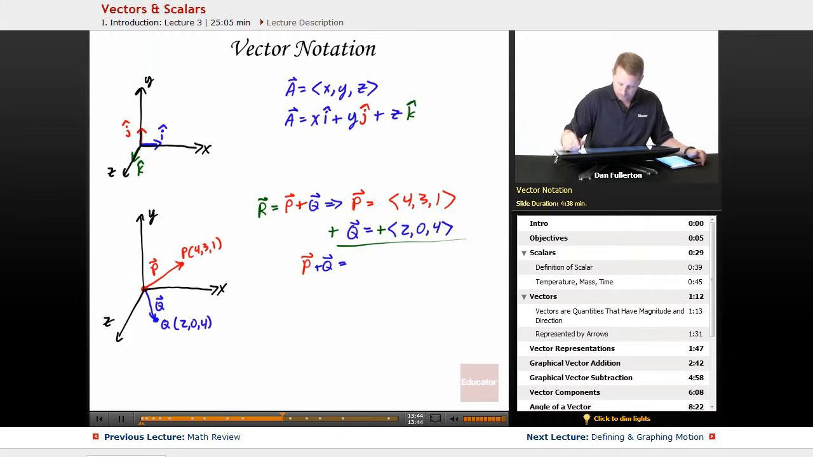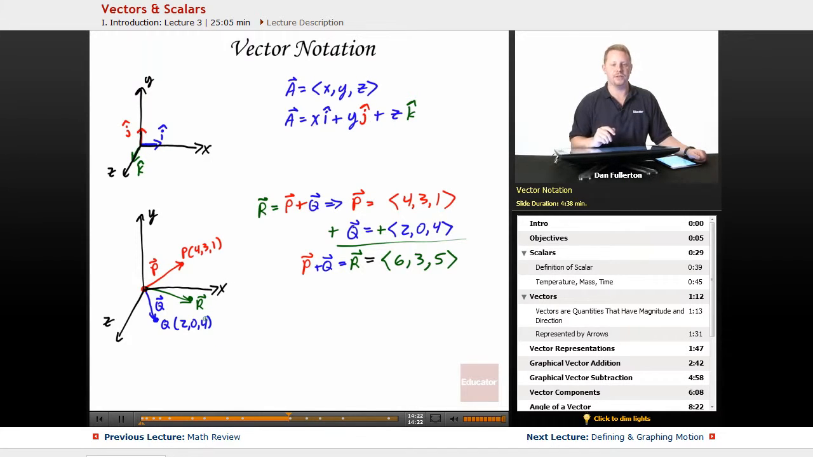which is equal to our R must be equal to, well, in vector bracket notation, we add up the x components. 4 plus 2 is 6. We add up the y components. 3 plus 0 is 3. And we add up the z components. 1 plus 4 is 5. So the resultant, R, would be 1, 2, 3, 4, 5, 6 units in the x, 1, 2, 3 in the y, and then 5 toward us. Something like that in 3 dimensions.